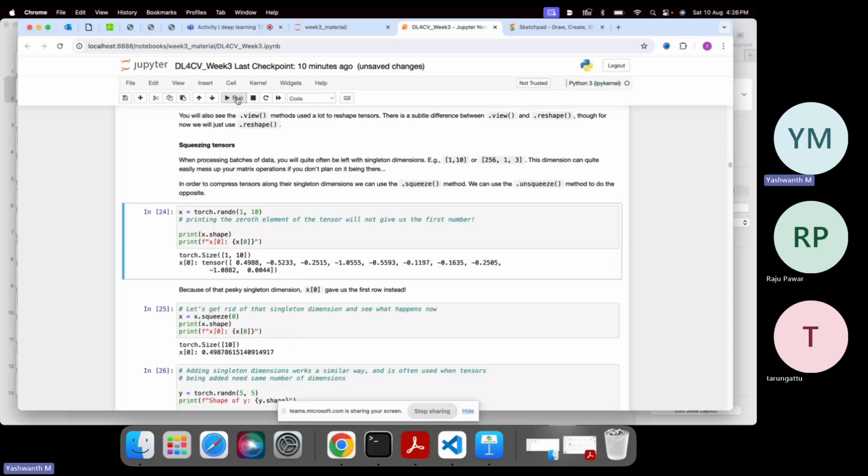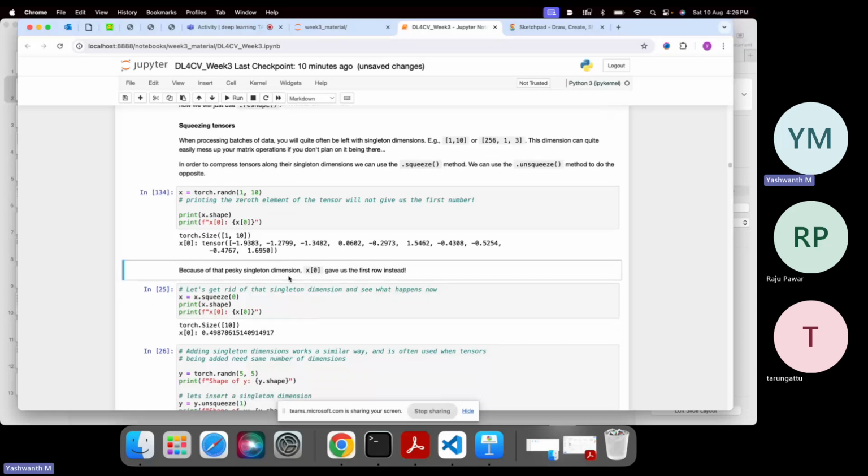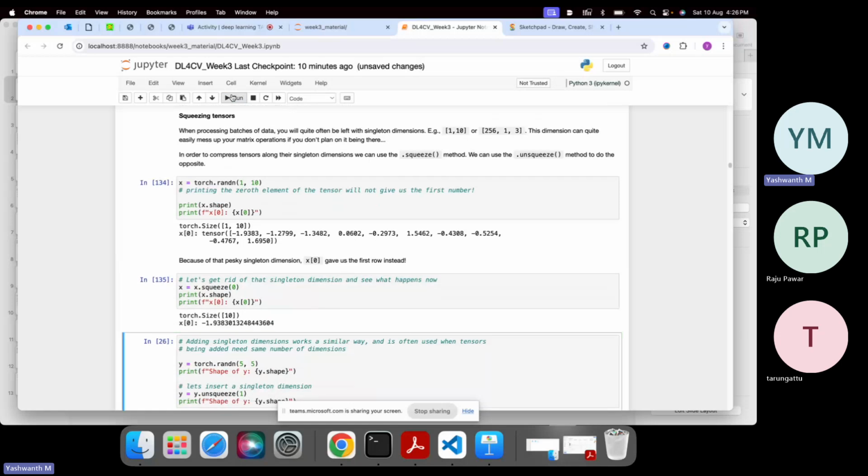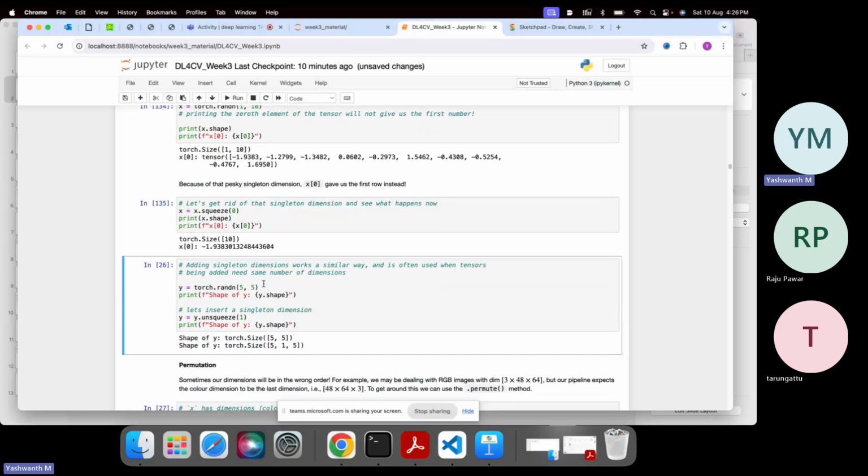Now, squeezing the tensors is when you want to collapse an unnecessary dimension. You can use the squeeze function. What I mean is this thing. Now here it's a 2D array of size one row and 10 columns. One can view it that way. So after squeezing it, we will get a 1D array basically. It's like x of 0. We'll see what I meant.